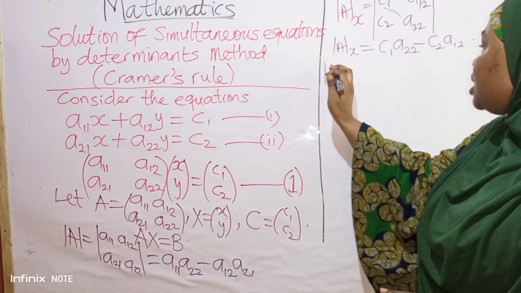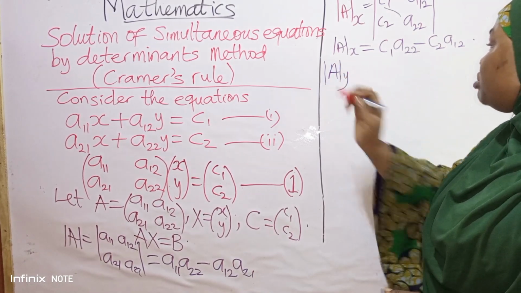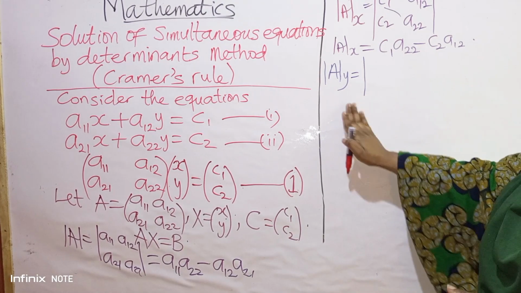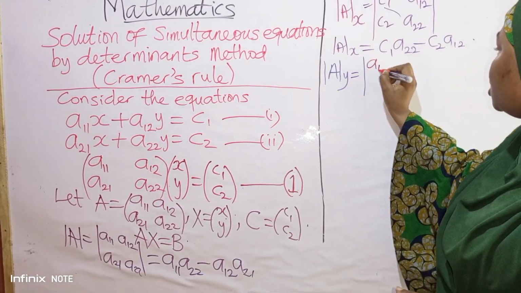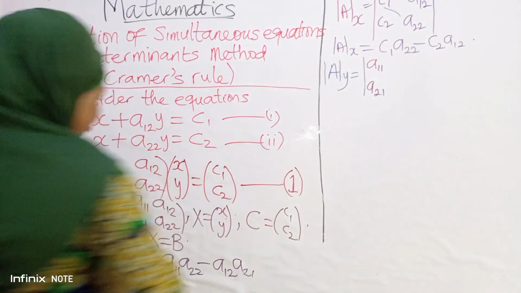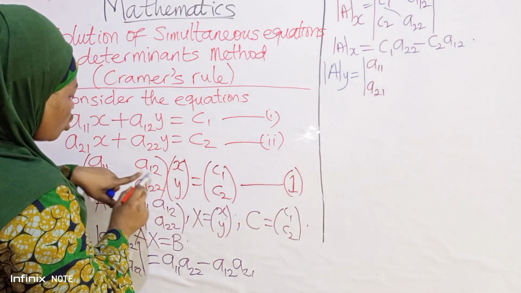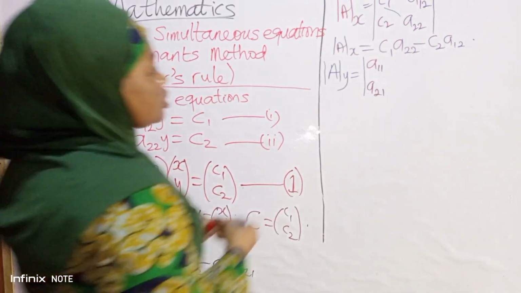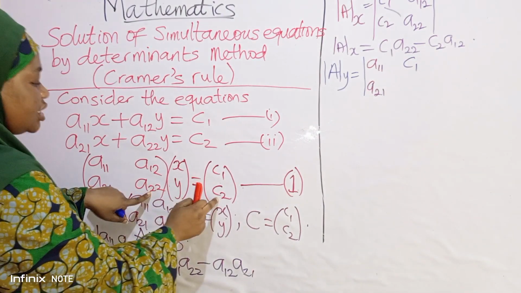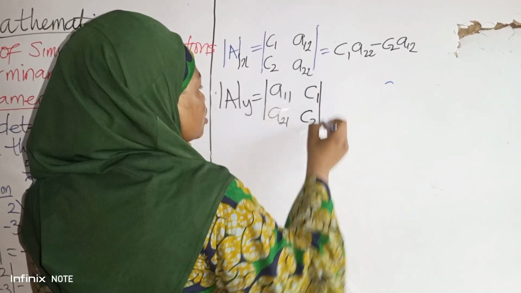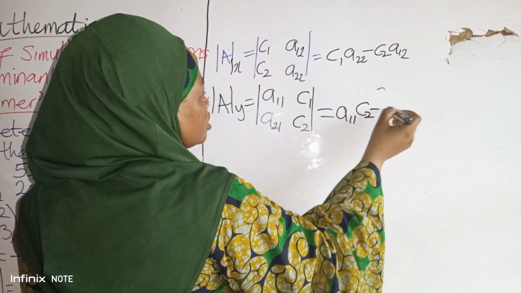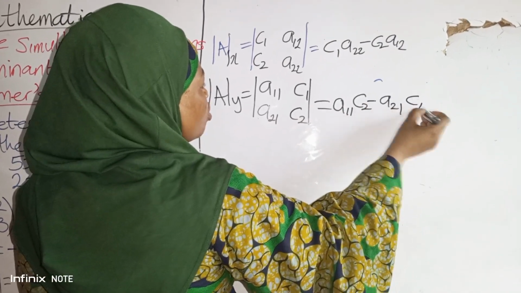Also, we need to find the determinant of A with respect to y. Do the same for that one as well. You write a11, it remains, a21 remains. What changes here is that you replace a12 by c1 and replace a22 by c2. So the determinant will be a11 c2 minus a21 c1.